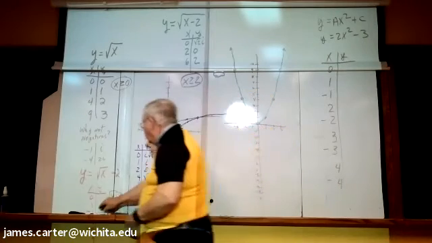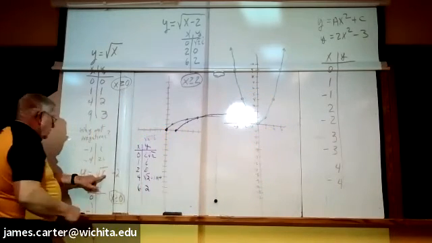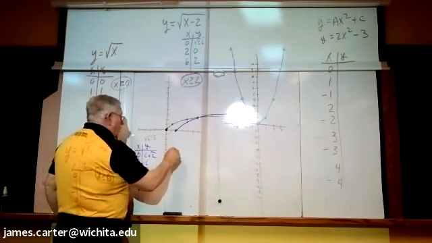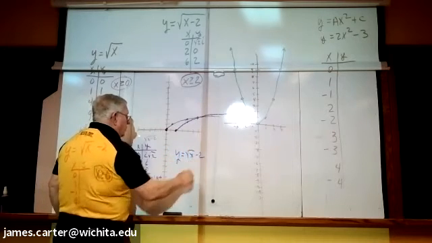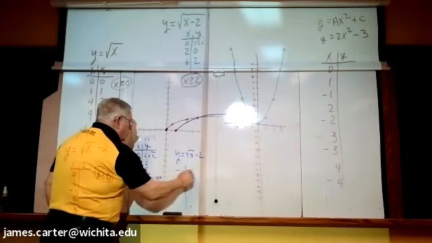Now, by contrast, let's use this equation right here. Y equals square root of x minus 2. And make an XY table.